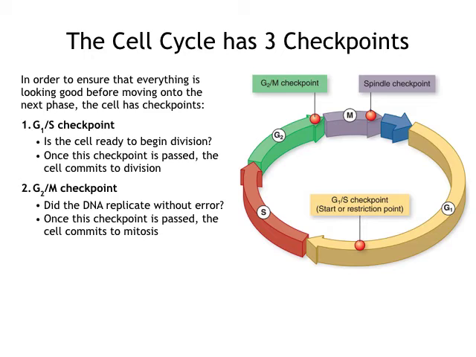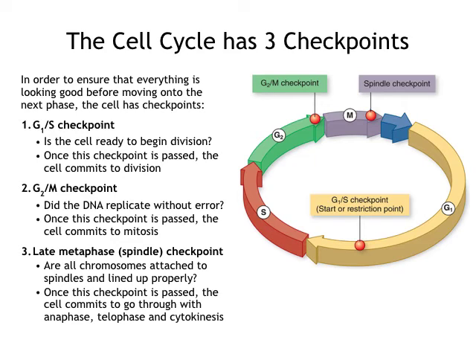The next checkpoint is a G2 to M phase transition. And here, the cell is asking, did the DNA replicate without error? And if so, then it can move on to M phase, to mitosis and cytokinesis. And once this checkpoint is passed, the cell commits to mitosis. And then there's a late metaphase or spindle checkpoint, which asks, are all chromosomes attached to spindles and are they lined up properly?